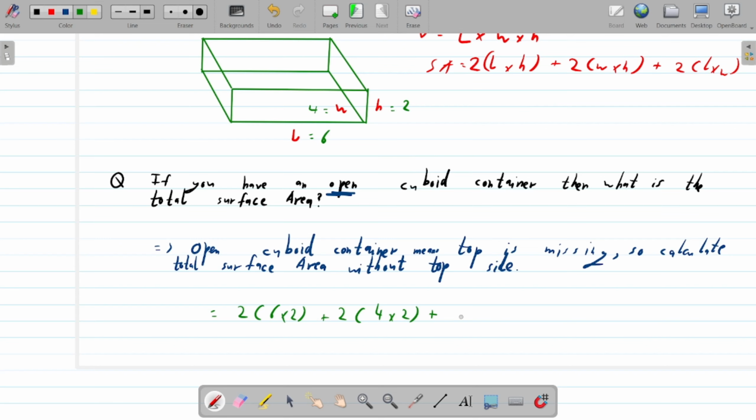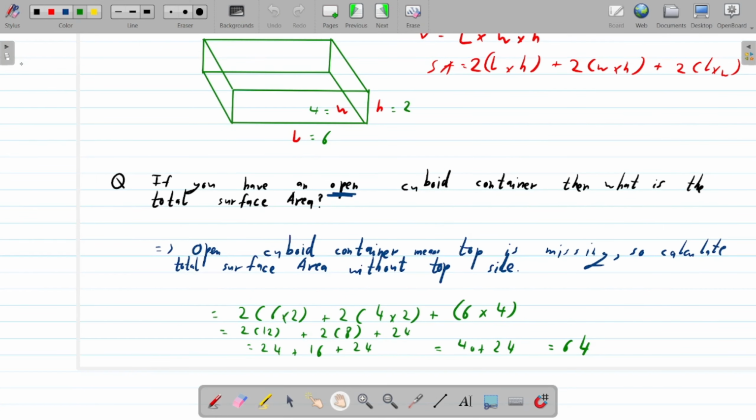So we're going to have 6, we're just going to keep it in the brackets, that's going to be 6 times 4. Simplify it, you get 2 into 12 plus 2 into 8 plus 24. This becomes 24 plus 16 plus 24. In total, this will give you 40 plus 24 and then equal to 64. That is your answer. And that is going to be it.